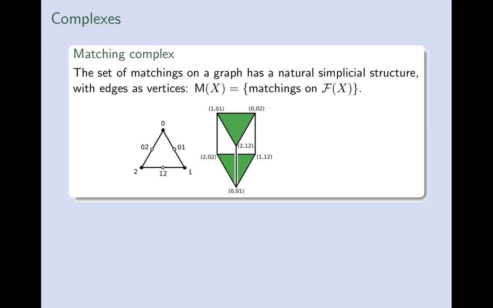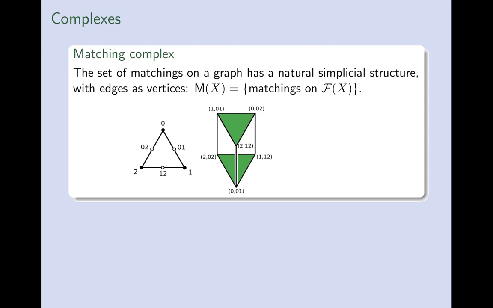Now, to conclude, I wanted to spend a few words on certain simplicial complexes that can be associated naturally to matchings, as matchings on diagrams, for example, as we just saw. And the first one is the matching complex of a simplicial complex.